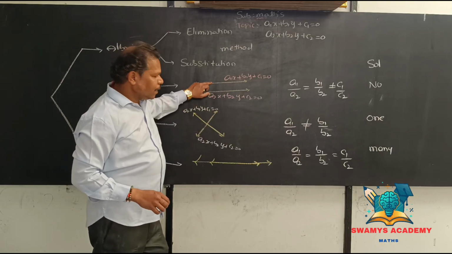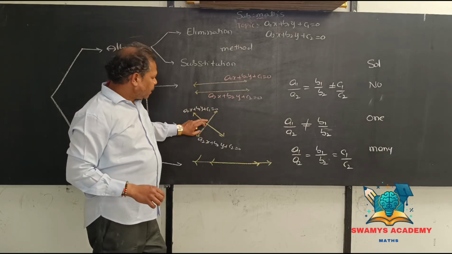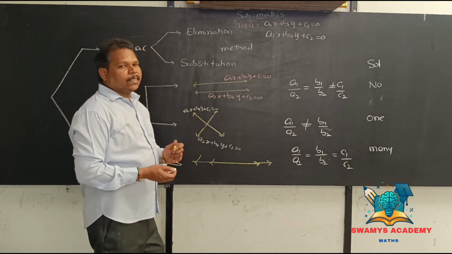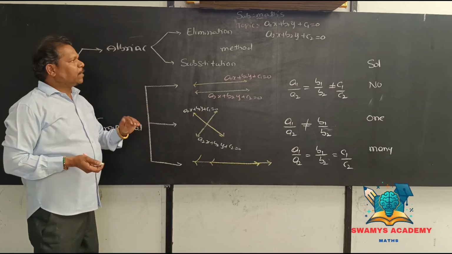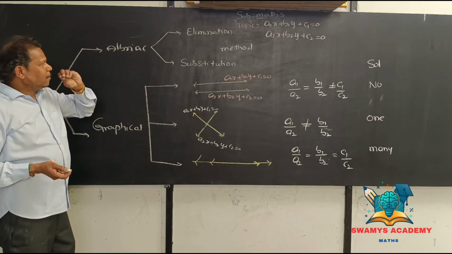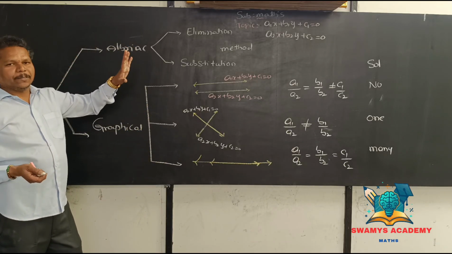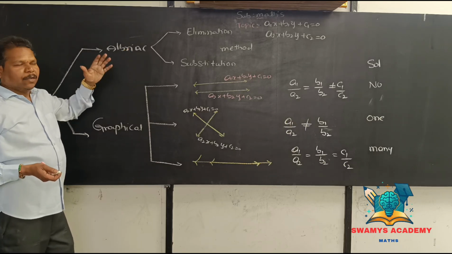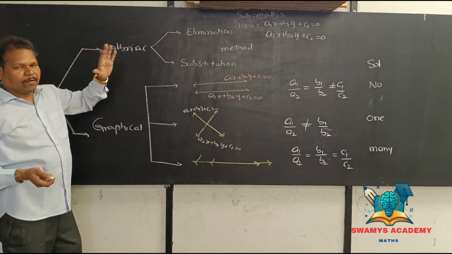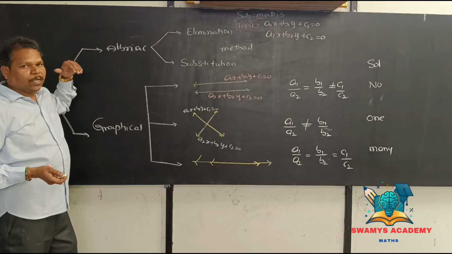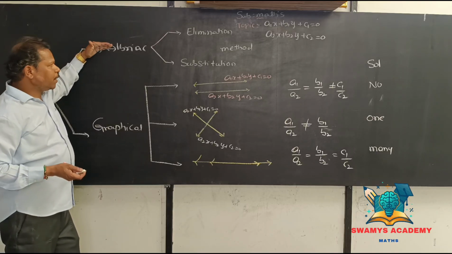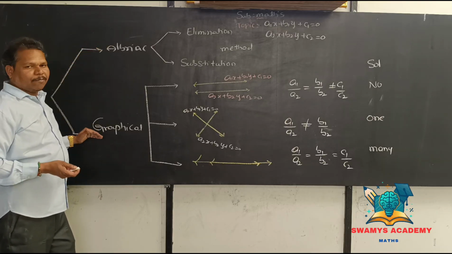Once again, consistent, inconsistent, dependent. This terminology will be in linear equations in two variables. So once again, we'll explain to you. To find the solution of a linear equation in two variables, there are two types: one is the algebraic method, another one is the graphical method.